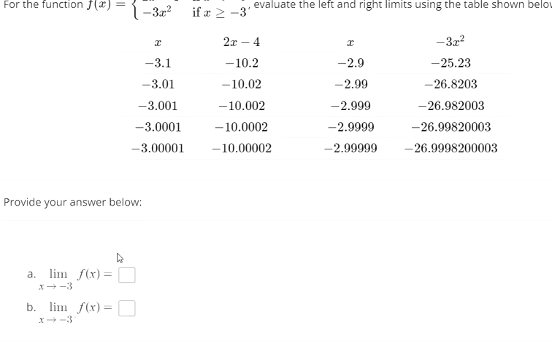Maybe just one more of these real quick. As you approach -3 from the left, that's what the minus sign says in the superscript. So that's this over here. We get infinitely close to -10. As you approach -3 from the right side, you get infinitely close to -27.